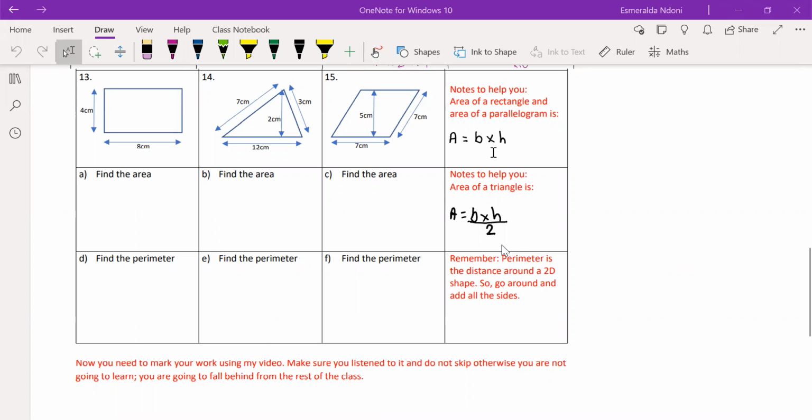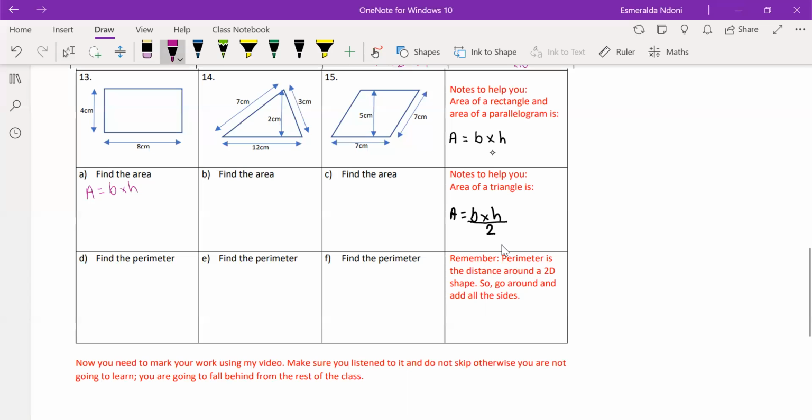Question 13. First question you ask is, what's he asking me? Find area, okay? Question number 2 is, what shape is it? The answer is a rectangle. Then we go, okay, formula for area of a rectangle. And I know that would be base times height. That's the formula for all rectangles, all squares, all parallelograms. They have the same formula.